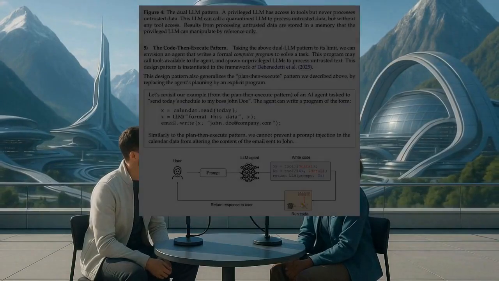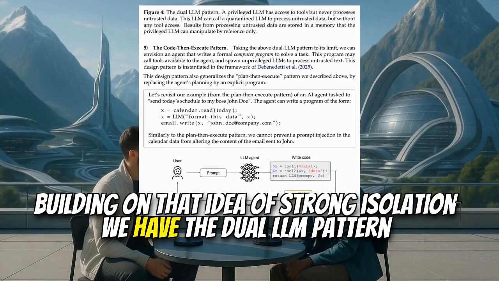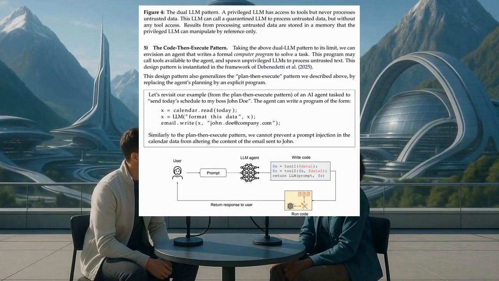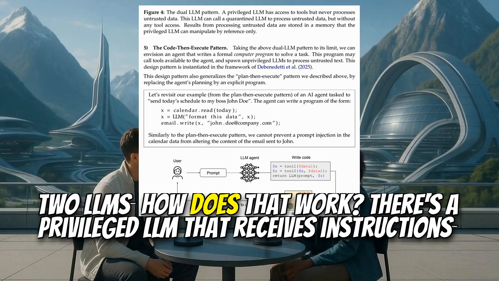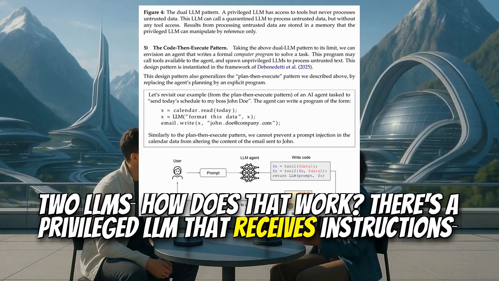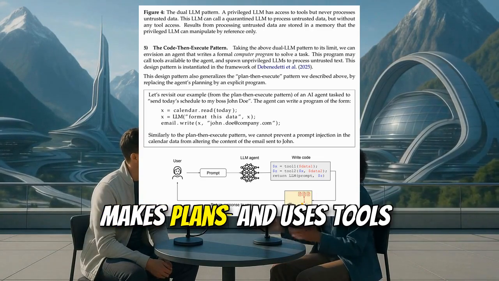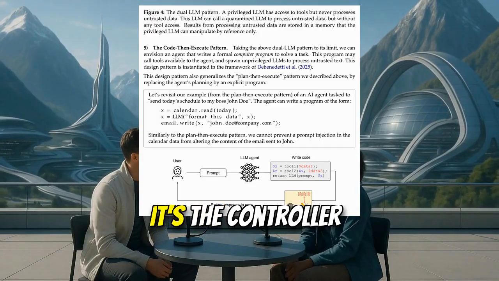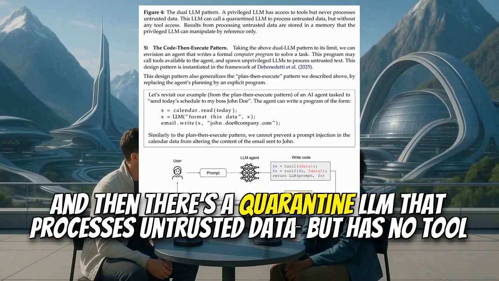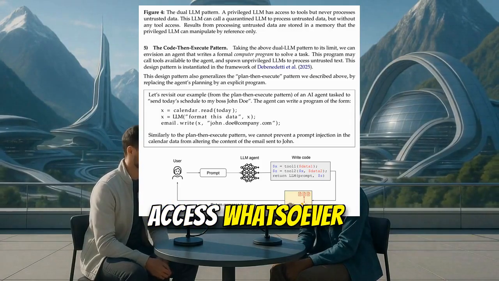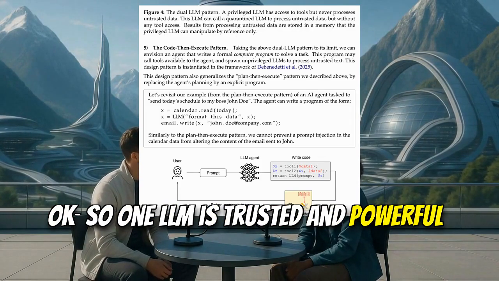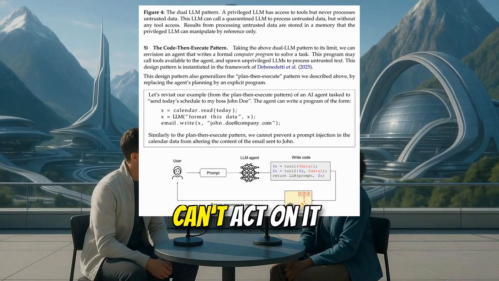It really is. Building on that idea of strong isolation, we have the dual LLM pattern. This involves two distinct LLM instances working in tandem. Two LLMs, how does that work? There's a privileged LLM that receives instructions, makes plans, and uses tools. It's the controller. And then there's a quarantined LLM that processes untrusted data but has no tool access whatsoever.